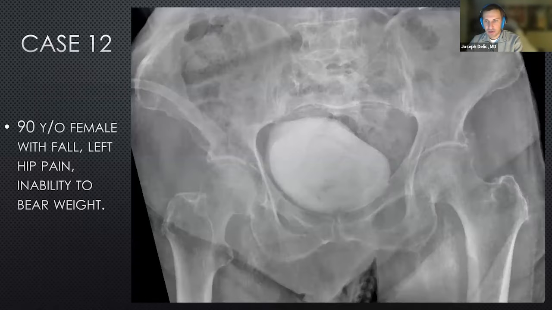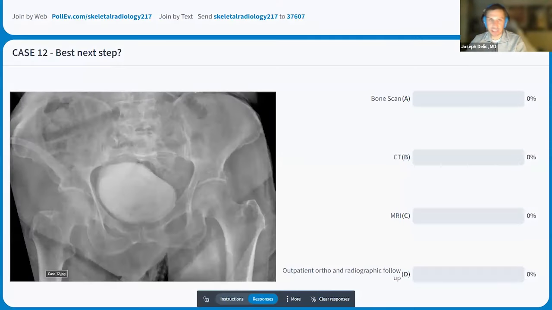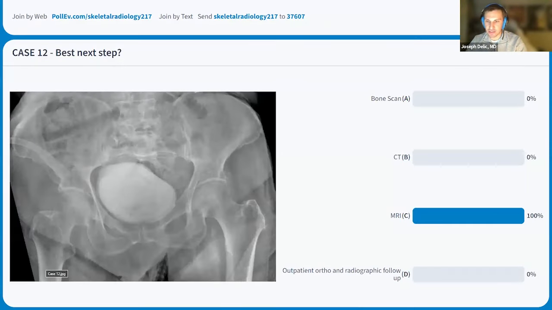Okay, so case 12, you're on call, a 90-year-old female comes in with a fall to the ED. She has left hip pain. There's inability to bear weight. You get these radiographs. You're not really seeing much on this image, and the ED resident calls you and they don't know, this patient can't bear weight. And the question is, what do we need to do next? All right, what is going to be our best next step?